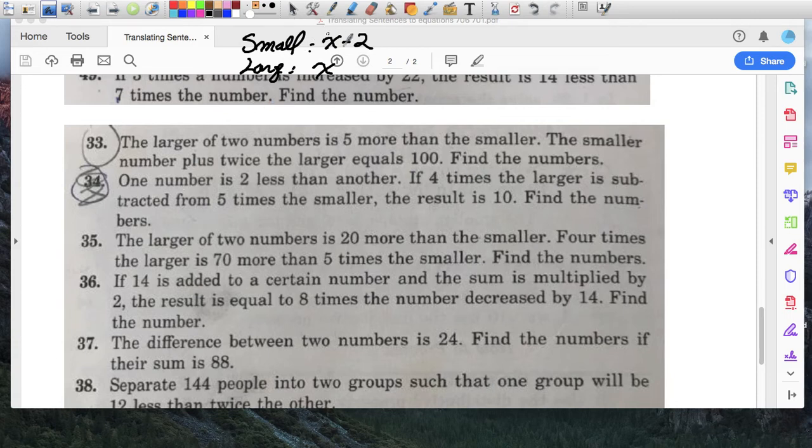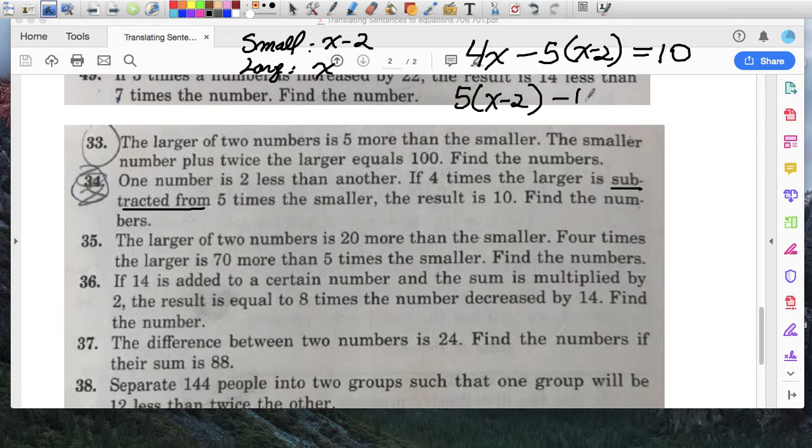Now you can set up the equation and start here. 4 times the large number. So 4 times the large number is 4x. Is subtracted from, which is minus 5 times the smaller one, which we label as x minus 2. The result is 10. Again, because the sentence here had the word subtracted, I just want to make sure that I don't have to switch anything, and the word is subtracted from, so I do need to switch. So the 5 times (x minus 2) will come to the front, and minus 4x is going to go to the back.